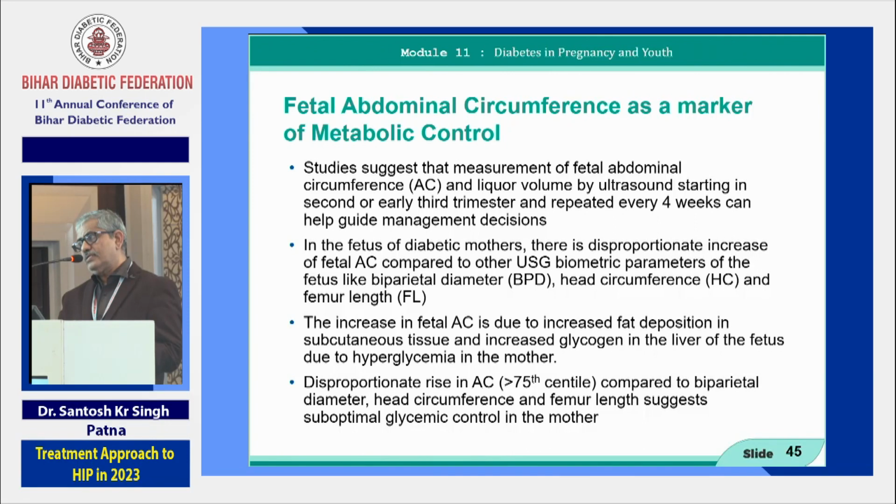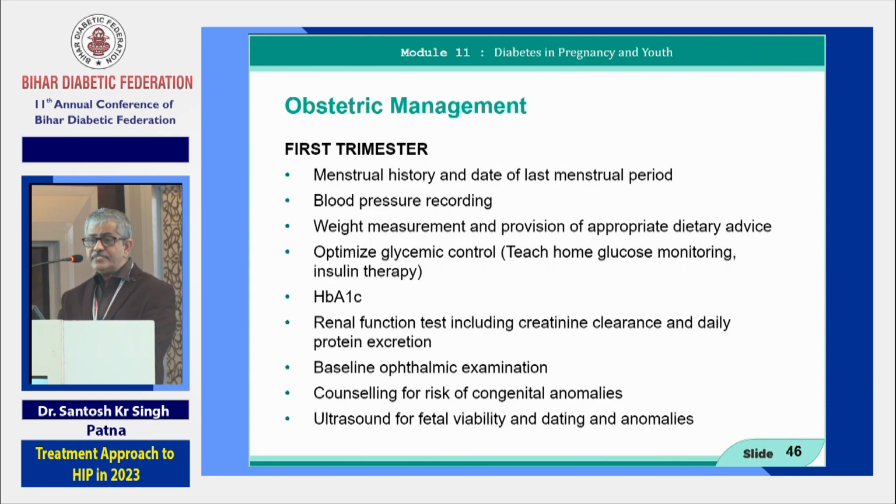This is important, and if you are doing this, practice this. This is one of the indications of initiation of insulin therapy. The increased abdominal girth, if it is more than 75th centile, this is the time where you need to institute therapy, because that is suggestive of future macrosomia. Abdominal circumference more than 75th centile.